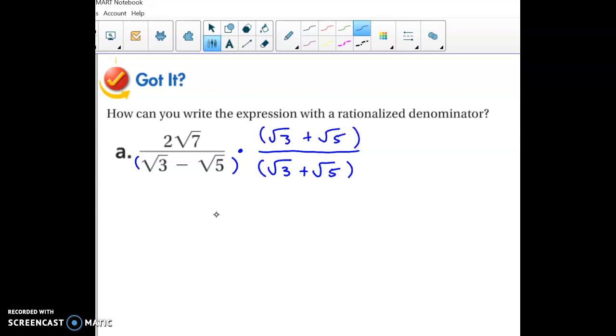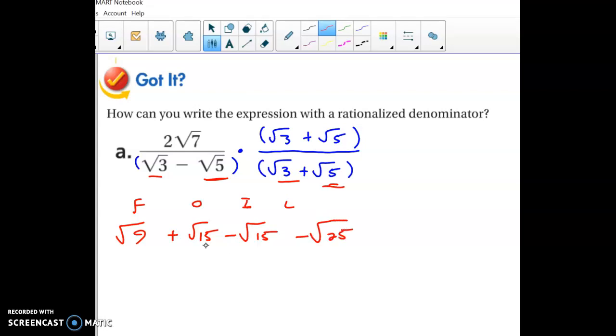Maybe I'll do all the steps here, if you want to see the full FOIL steps. In the bottom, radical 3 times radical 3 is radical 9. Radical 3 times positive radical 5 is plus radical 15. That's the outer two. The inside two make a minus radical 15. They're going to cancel out in a second. And then the last two would be negative radical 5 times positive radical 5, so negative radical 25. The middles cancel out, we end up with 3 minus 5, negative 2. So our denominator is going to be negative 2.